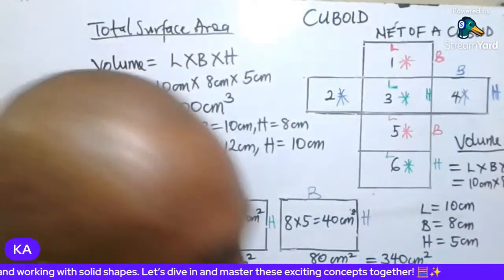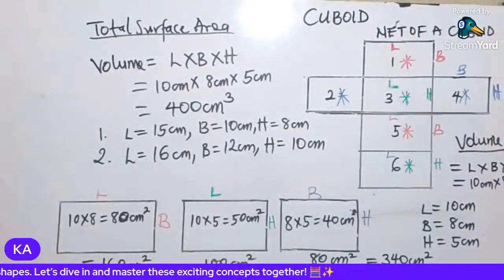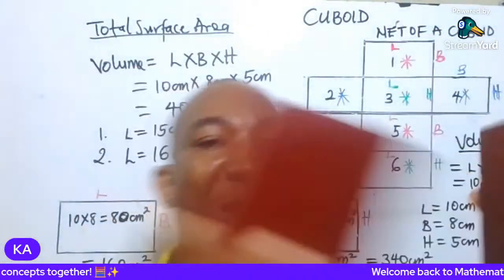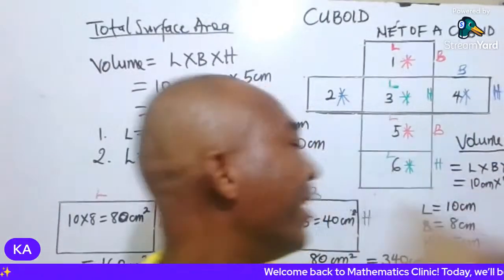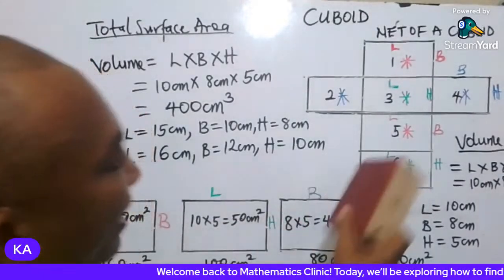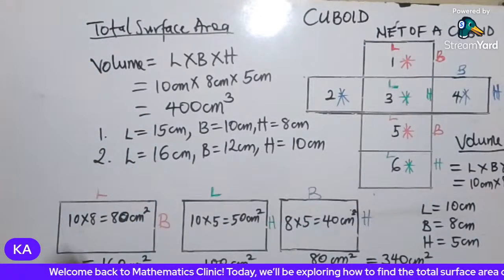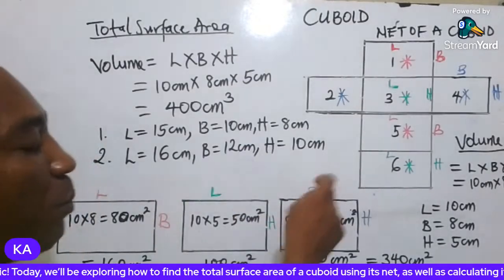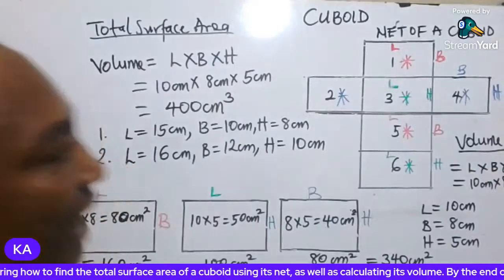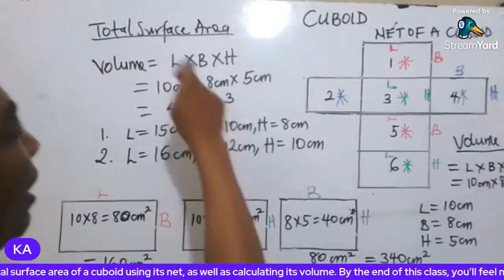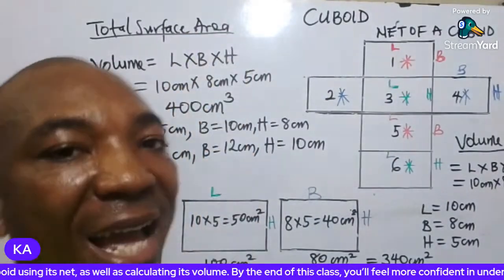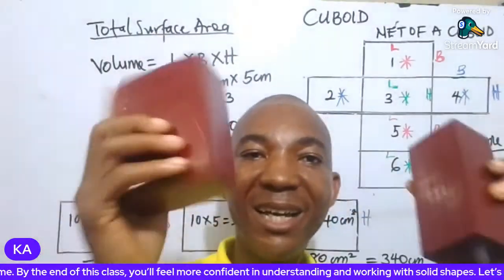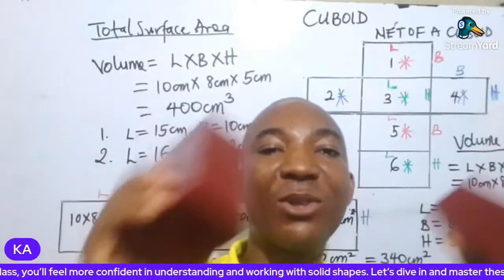So far, so good in the math clinic. The total surface area of a cuboid is 2 into length times breadth plus length times height plus breadth times height. And the volume of a cuboid is length multiplied by breadth multiplied by height. That is how far we can go in the mathematics clinic, where we are looking at total surface area of a cuboid.